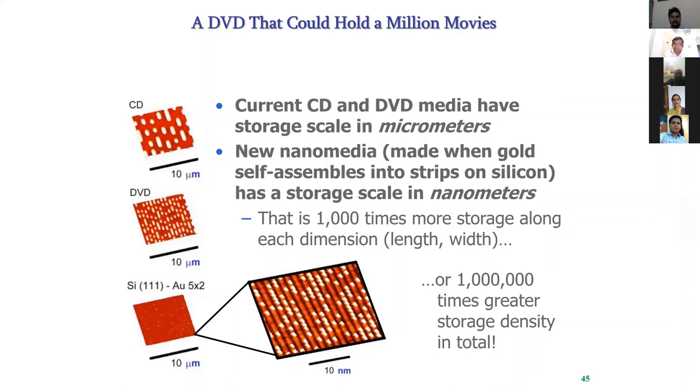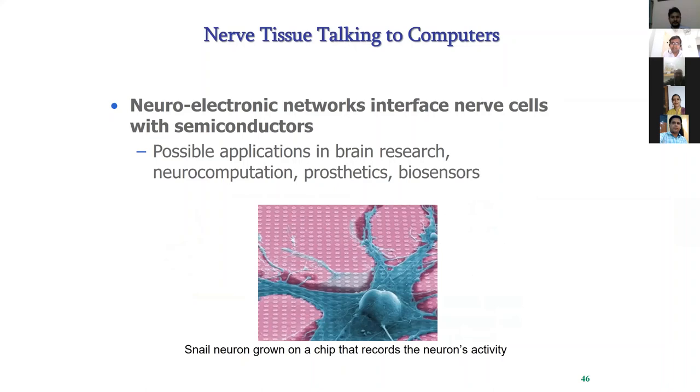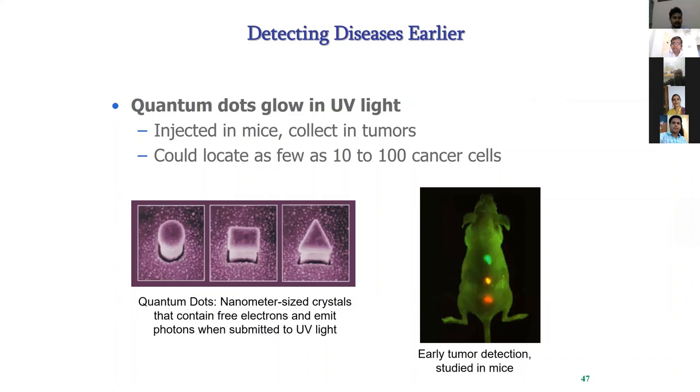There is now a new thing where you can connect your neurons with computers using nanoparticles. You grow the neurons onto a chip containing the nanoparticles, and whatever the activity of the neuron, you record it in your computer, and that will allow you to learn how the neuron behaves, how our brain behaves. People are also using nanoparticles to detect disease.